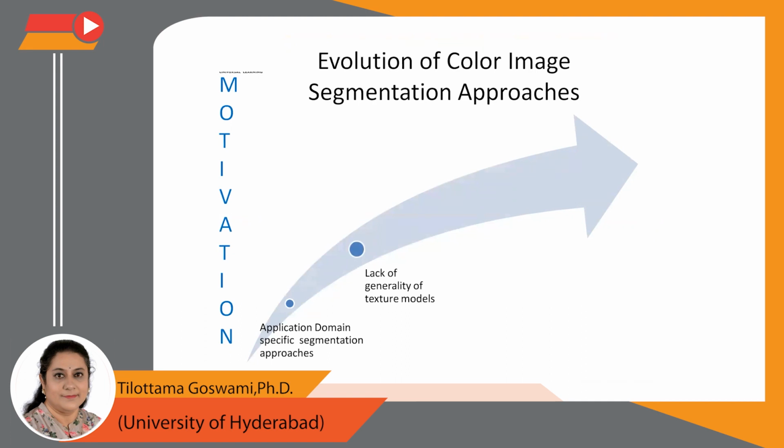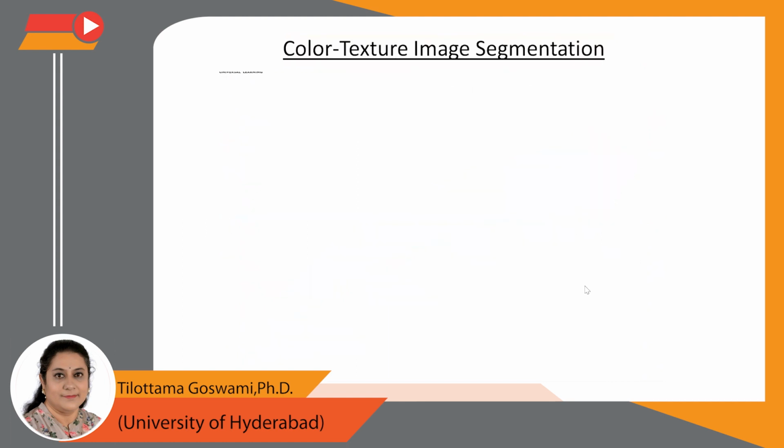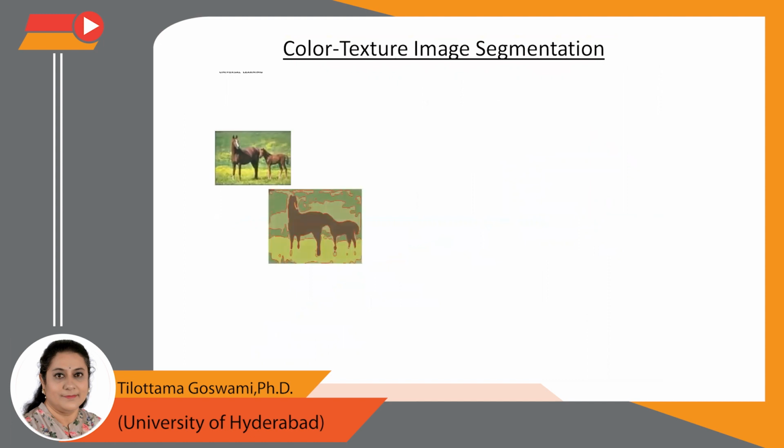So this lack of generality of the texture model gave rise to research, and texture analysis emerged as an independent study with respect to the application domain. The algorithmic sophistication increased when it paved the way to domain independence. Given an image, this is one of the segmentations achieved by an algorithm for color texture image segmentation.